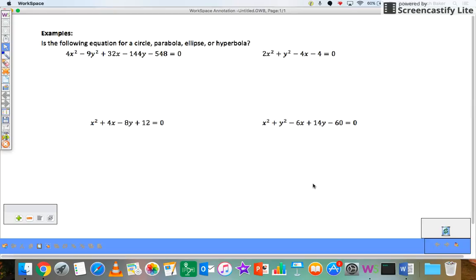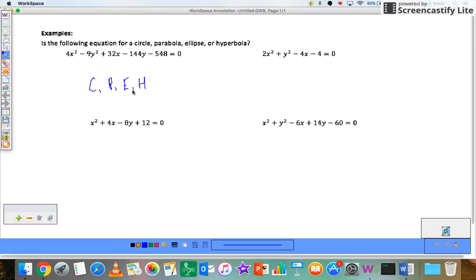We are trying to figure out whether it's a circle, parabola, ellipse, or a hyperbola. So what we're going to do is go through our checklist and just see what we come up with. The first thing I'm going to do on all of these is put each of their first letters, so that I have things to cross out as I'm going through. Let's start with question number one.